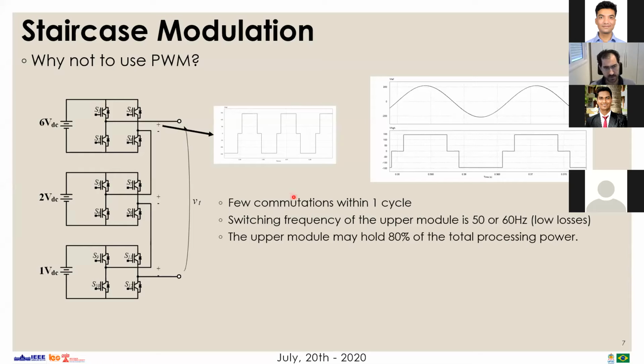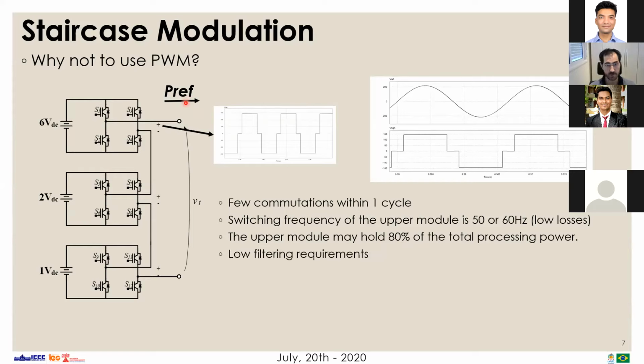And as you can see in the next slides, the upper module may process 80% of the total processing power. What does this mean? It means that if I'm setting a power reference to be injected into the grid, for instance, let's suppose I'm setting 1 kilowatt as reference for active power, this 1 kilowatt will be distributed among these modules. We will see later that this upper module, as it has the higher voltage, may process 80% of the total power set on this variable.